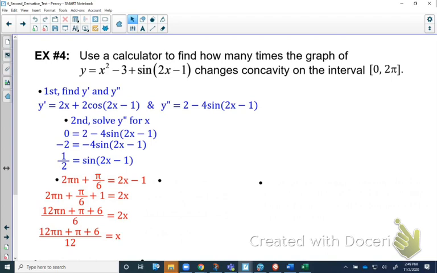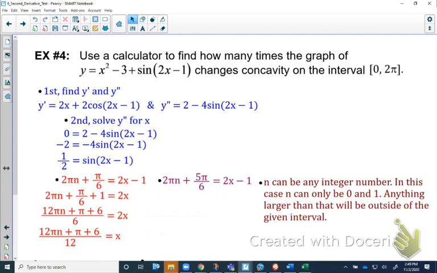I have to repeat the process for the other point on the unit circle where sine is going to be 1/2, and that would be 5 pi over 6. And so here I'm just telling you, this is what you would have seen ideally in a pre-cal class. n can be any integer. In this case, we can only use the integers 0 and 1, because anything larger than that is going to be outside of the interval that was given to us.